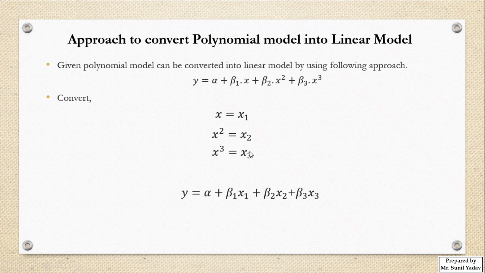So after replacing everything, the equation will look something like this: y equal to alpha plus beta 1 into x1, beta 2 into x2, and beta 3 into x3. Now this is the equation of multiple linear regression. So here we have converted the nonlinear equation into a multiple linear equation. In real life, whenever a nonlinear regression problem comes, we convert that problem into linear regression and then solve it.